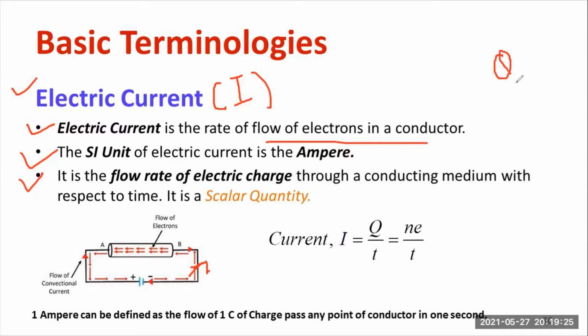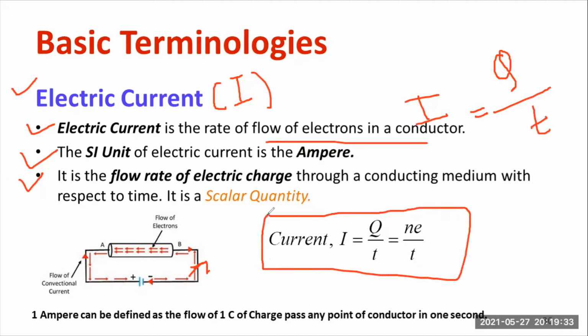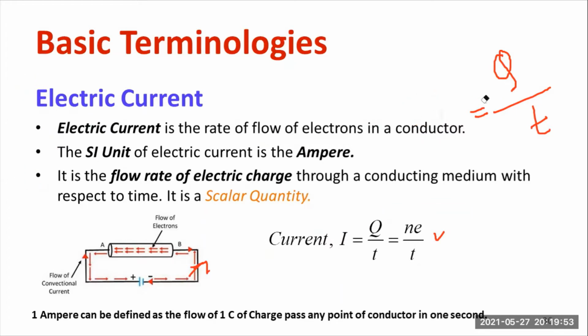That is why I is written as Q divided by T, the same thing I have written over there. The current is written as Q divided by T, the flow of electrons or flow of charge. Or else you can write it as N E by T, where N is the number of electrons and E is the charge of an electron. And what is the unit of electric current? Ampere, but it's a scalar quantity. Why? Because it does not obey the vector addition rule. You must have heard about the parallelogram law of vector addition. It will not follow any type of vector rule. Therefore, it is a pure scalar quantity.